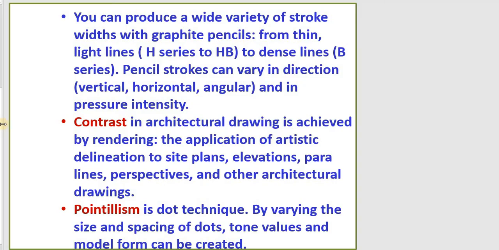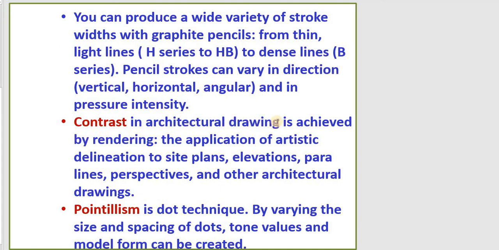Okay, before we stop the lecture, I need you to know something more. In the H series to HB, that means we have H to HB and HB, HB1, something like that. If you want to do a thin and light line, and if you want a dense line, you can use the B series. You can have B1, B2, B3, something like that. And pencil strokes can vary in direction, from vertical, horizontal, angular, and in pressure.